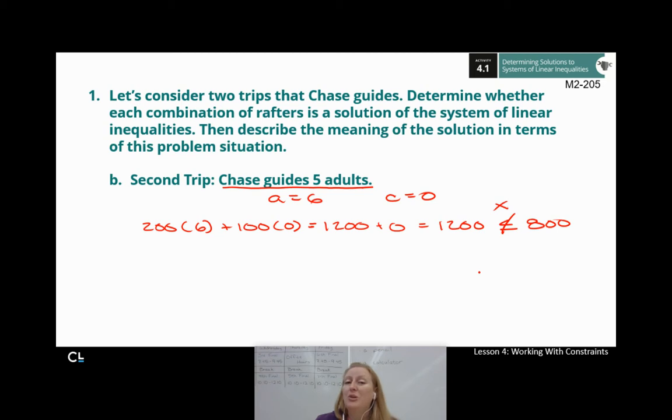Boo. Too much weight on the raft. That was way too much weight on the raft. That would be really dangerous. If you want, you can also, of course, check the money.